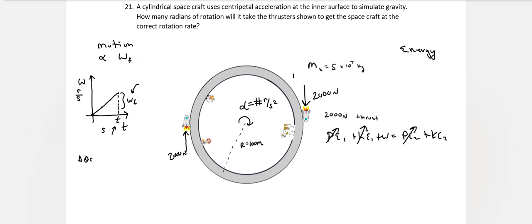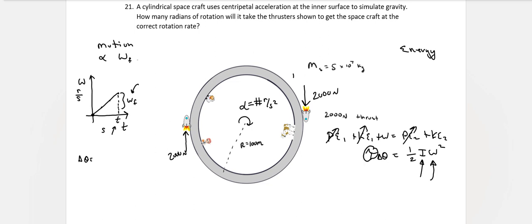Now, the work term. The work term can be expressed as torque times change in theta. And the KE2 term can be expressed as 1/2 I times the angular speed squared. And this you can look up and calculate. This you have from previous problems.